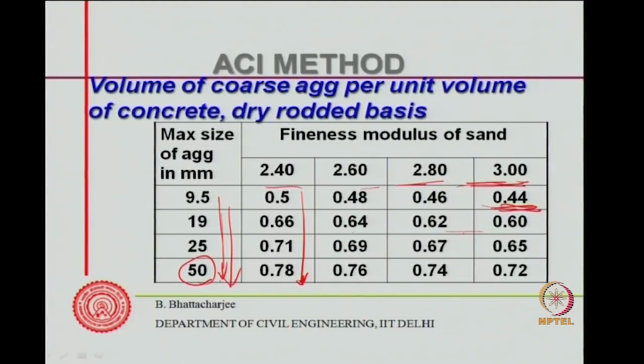Supposing you find that this is 0.64, and you know the dry rodded density of the coarse aggregate, multiply by this to get the mass of the coarse aggregate that is present.